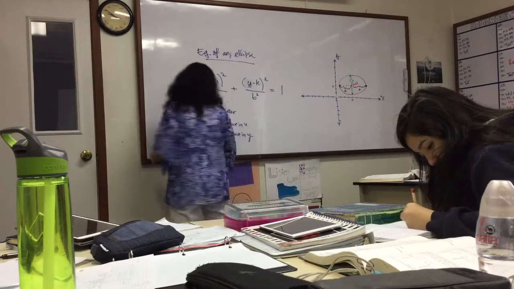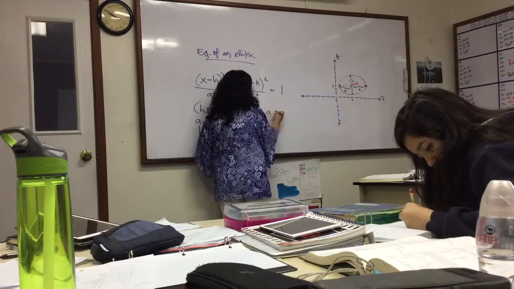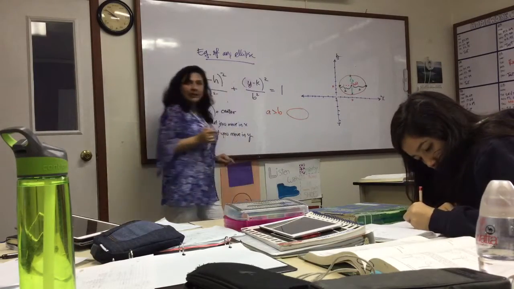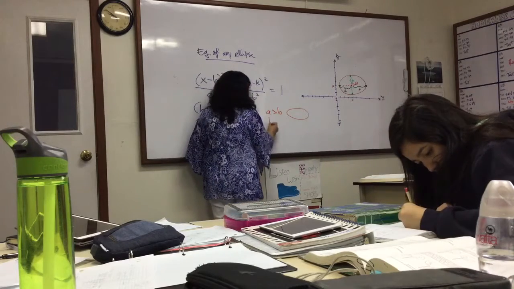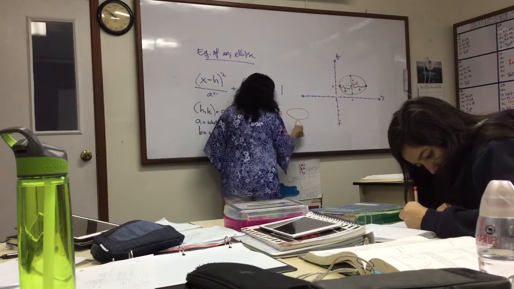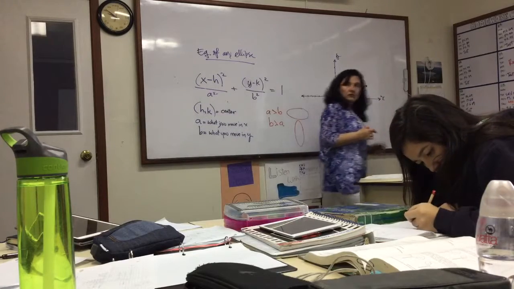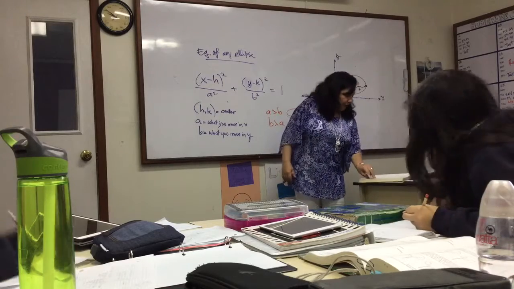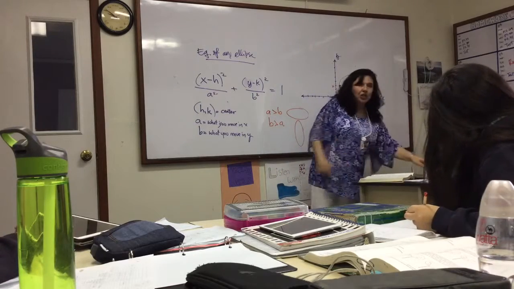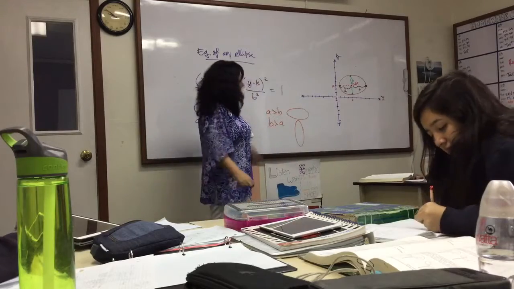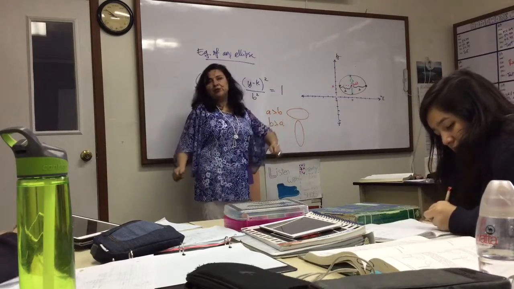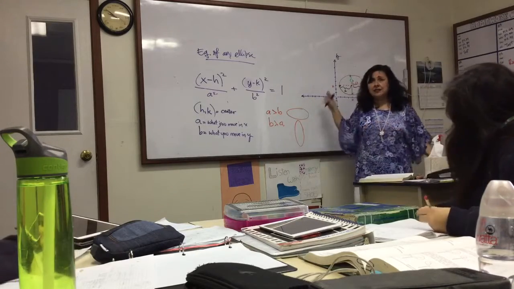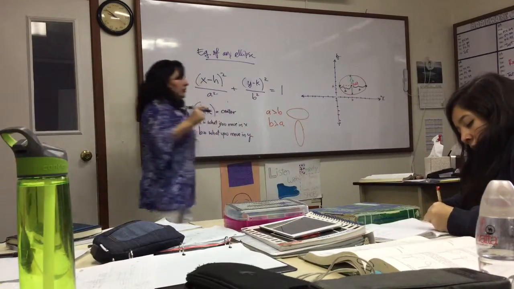When A is larger than B, you have a horizontal ellipse. When B is larger than A, you have a vertical ellipse. Make sense? Easy, right? Over here is even easier because your center, for this lesson, is always going to be 0, 0. So, what are they going to give you? May I erase this?